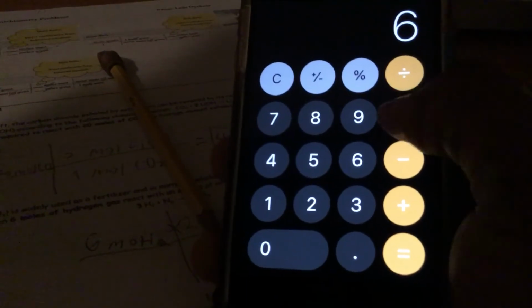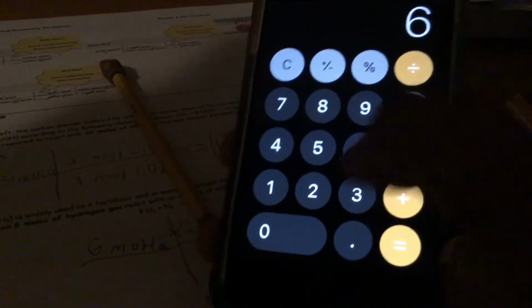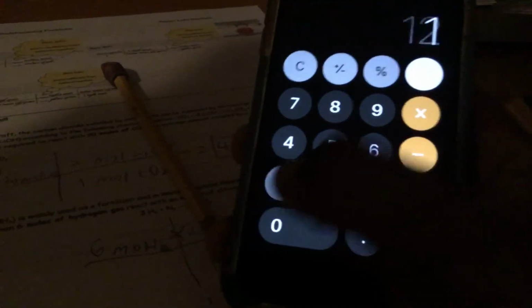And at the bottom, you want to write 1 mole of H2. And you want to multiply the top and then divide it by 1. And that should give you 12.